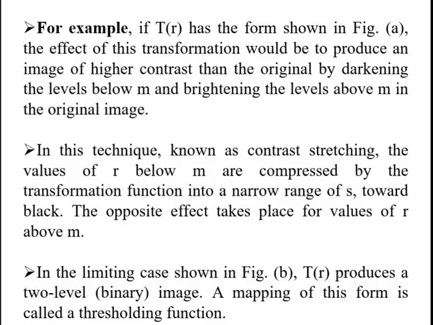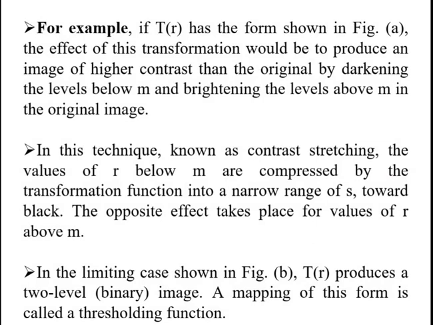For example, if T of r has the form shown in figure A, the effect of this transformation would be to produce an image of higher contrast than the original by darkening the levels below m and brightening the levels above m in the original image. In this technique, known as contrast stretching, the values of r below m are compressed by the transformation function into a narrow range of s towards black. The opposite effect takes place for values of r above m.